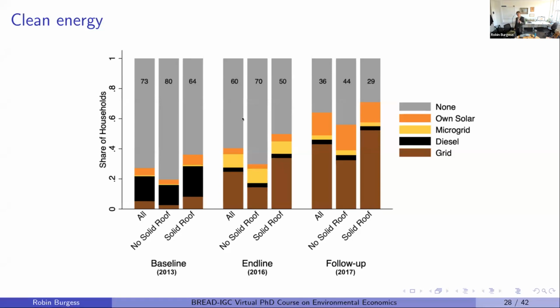Four years later, by 2017, you've moved down to 36%. So, a halving of the people without electricity. And interestingly, a lot of that is the brown.